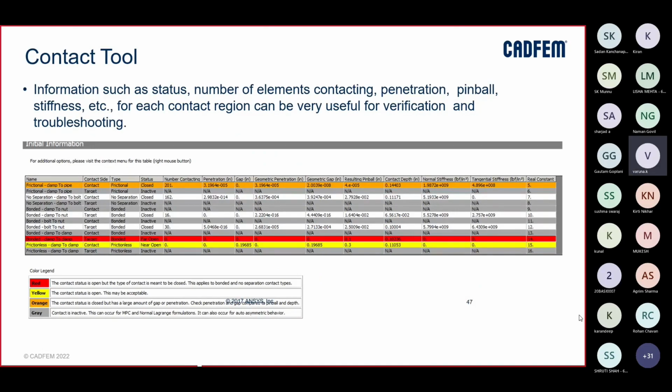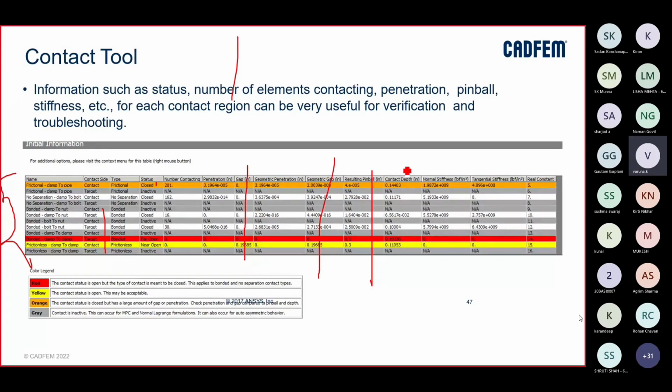You can see this is the contact tool. In the contact tool, for each contact, what is the initial status? Is it closed, inactive, large open, far open? This red kind of status is not acceptable. If you do the analysis without checking the contact tool and the analysis fails, then you have to come back and check it. The best practice is to always go with the contact tool at the beginning and check if there are any problems with the contacts, like gaps, penetration, pinball. Everything you can check in the contact tool. This is the best practice you should always do before the analysis.